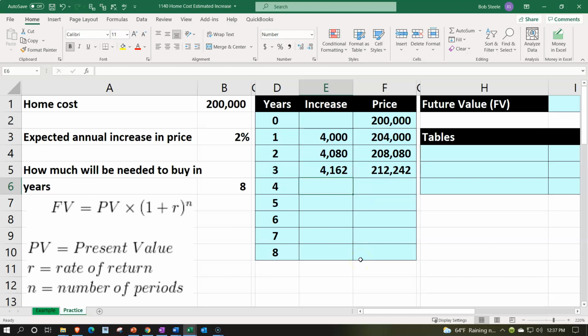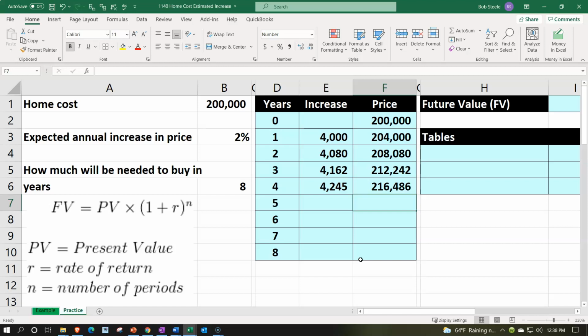One more time, let's do it. This is going to be equal to right and up, 212,242 times left, left, left, up, up, up, 2%, enter, 4,245, and then this is going to be equal to the one above it, 212,242, plus the one to the left, 4,245, and enter, giving us 216,486, the price after 4 years.